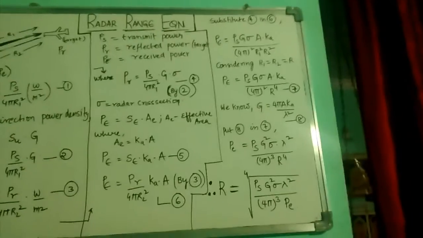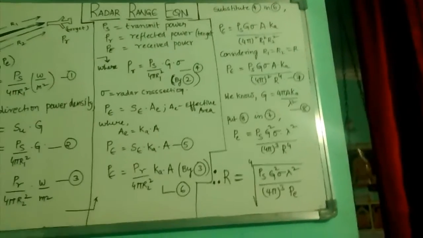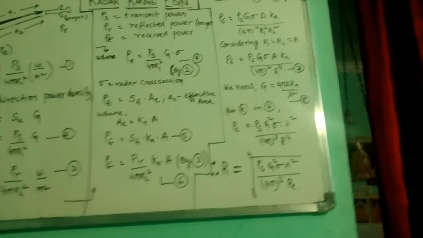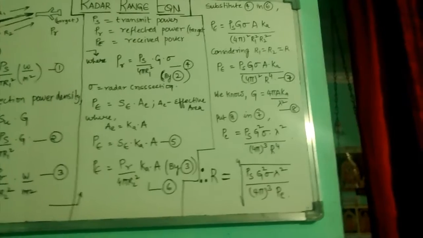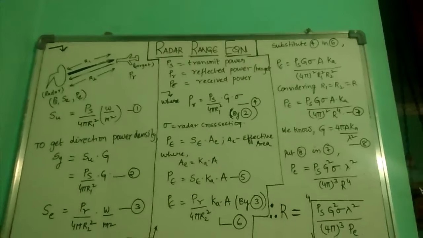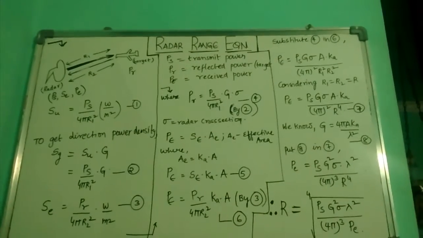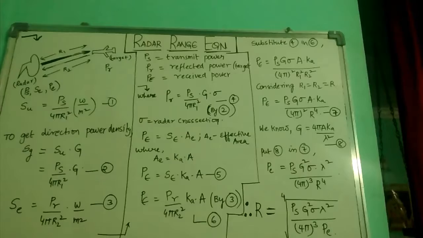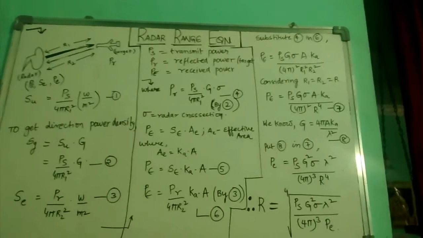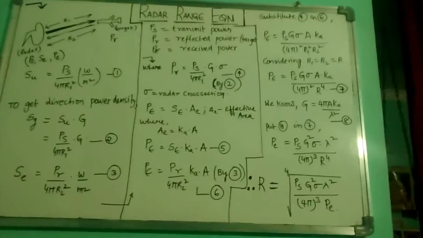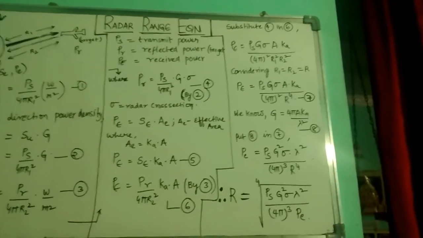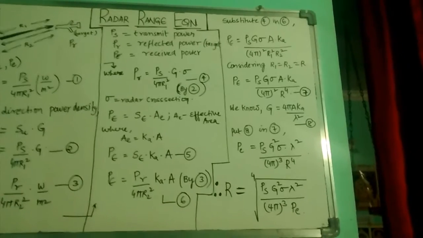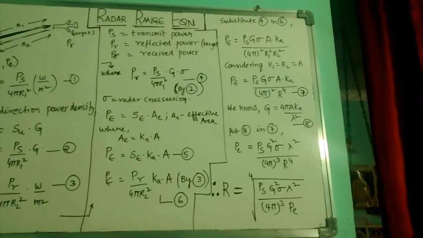Now when we substitute the fourth equation, PR, in the sixth equation, we get PE equal to PS G sigma AE by 4 pi square R1 square R2 square. As you can observe in the figure, the distance from the radar to the target and target to the radar is almost the same. R1 is more likely to be R2, and we consider R1 and R2 to be some R. Now in the denominator we have two squares, so R becomes the fourth power, which I have done in the seventh equation.